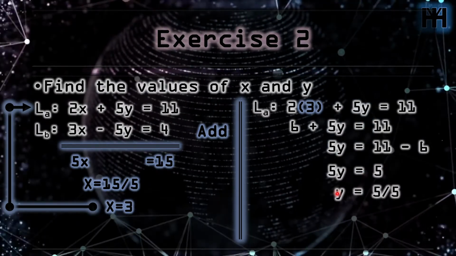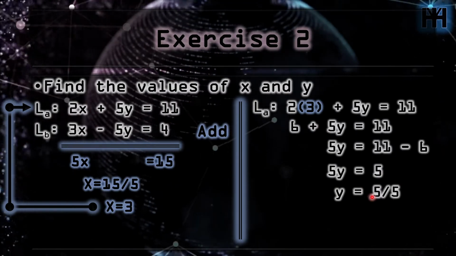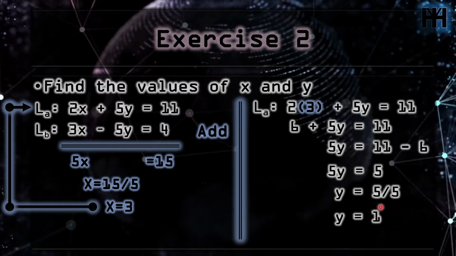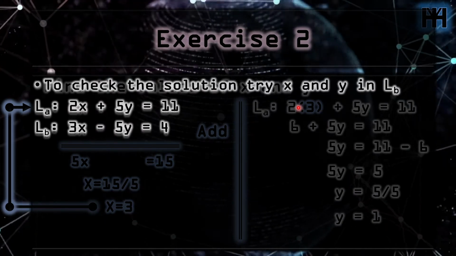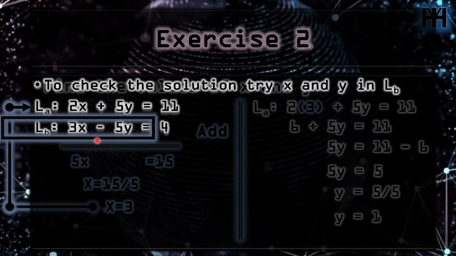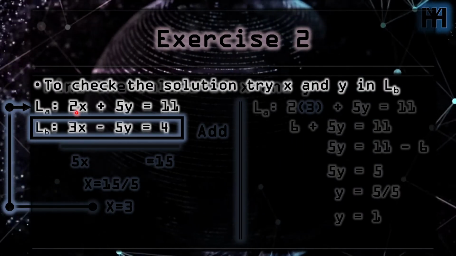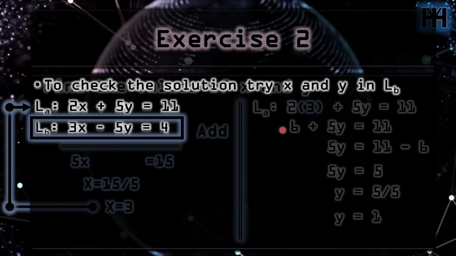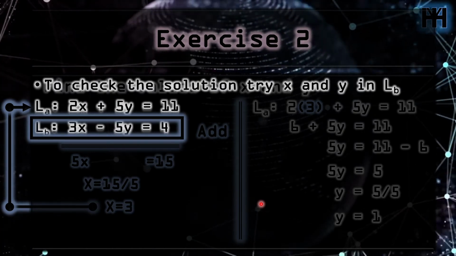To get the value of y, send the 5 to the other side by divide. So we have y equal 5 over 5. So y is equal to 1. Okay, to check the solution, try x and y in LB. Okay, but why do we try in LB? Because we already applied that in LA. We got the value of x equal 3 in LA to get the y. So we should try a different equation.